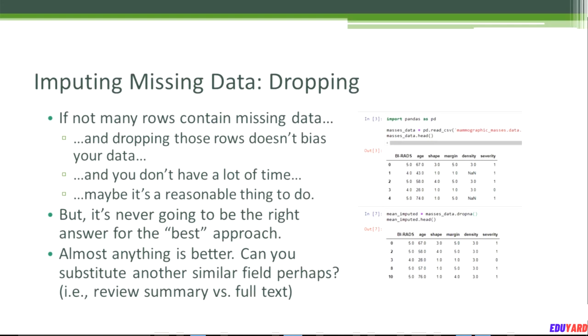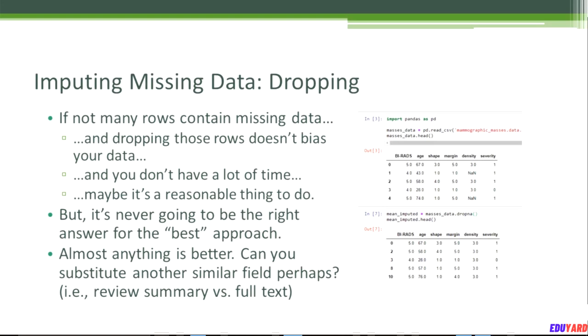So it's a very quick and easy thing to do, probably the quickest and easiest thing to do. You can literally do this in one line of code in Python, but it's probably never going to be the best approach. So again, if an exam is asking you what's the best way to impute missing data, dropping data probably is not the right answer. Almost anything is going to be better. Maybe you could just substitute a similar field. I mean, that would also be a simple way of, for example, I might have a data set of customer reviews on movies, right?